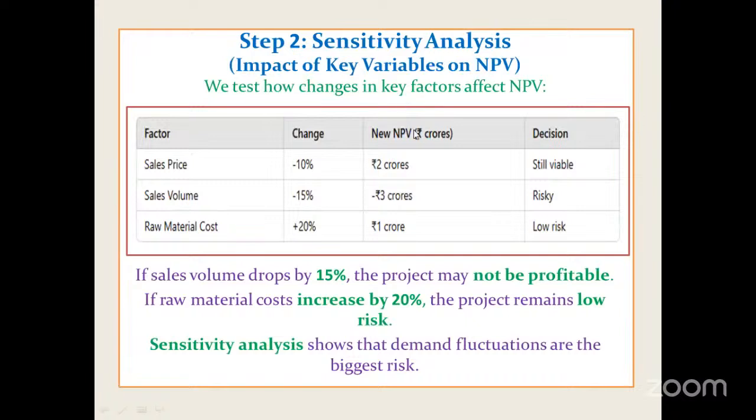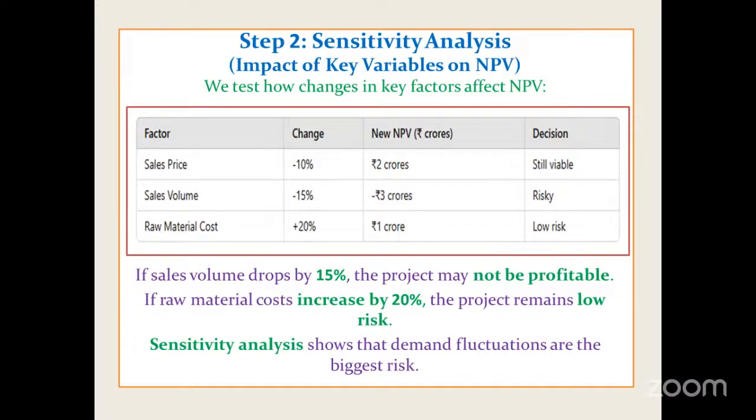Now, in the case of sales volume, there is a change of minus 50% and net present value of minus 3 crores, a completely risky case. And raw material cost is 20% plus, that means a positive change. Even then the net present value is neutral, 1 CR. So here there is no risk, simply low risk.